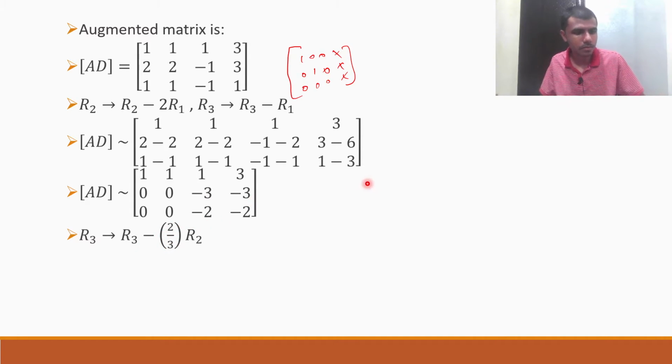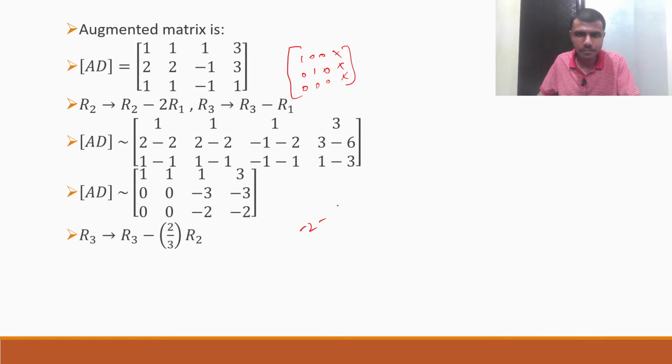If I apply this, R3 implies R3 minus 2 by 3 R2. So what I'll get is R3 minus 2 by 3 into R2. That means 0 minus 2 by 3 into 0, that is 0 minus 0. Here also 0 minus. Now listen carefully. For R3, that means minus 2 minus, if I apply the transformation, 2 by 3 into R2.